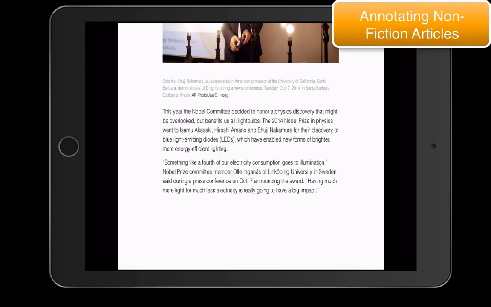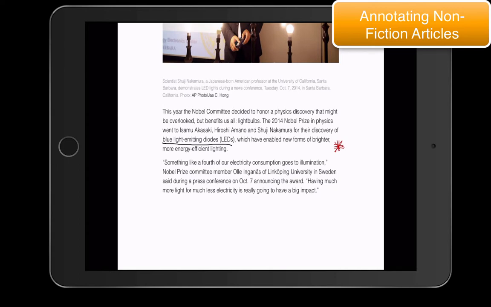I'm going to stop there for just a second because I don't know what a blue light emitting diode is. I recognize that LED thing, but I don't necessarily know what that is, which have enabled new forms of brighter, more energy efficient lighting. Well, I'm going to guess that that is kind of important. So I'm going to star that, especially that energy efficient part.